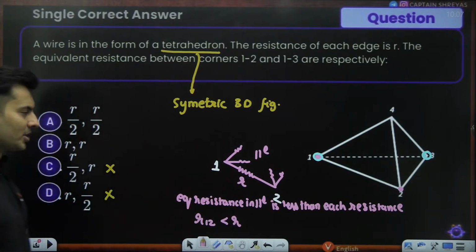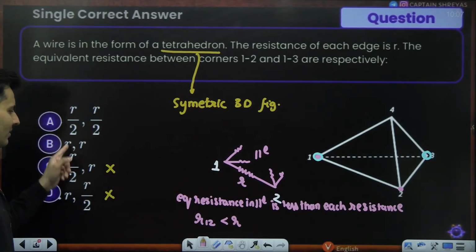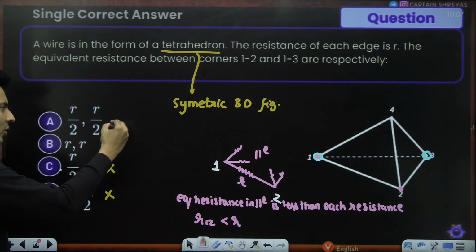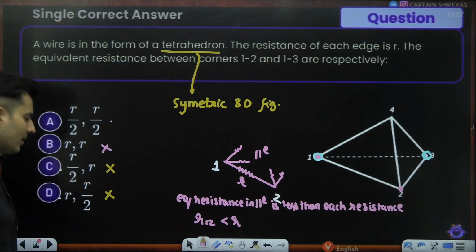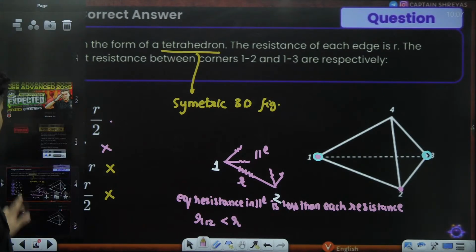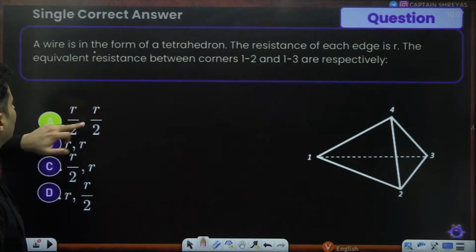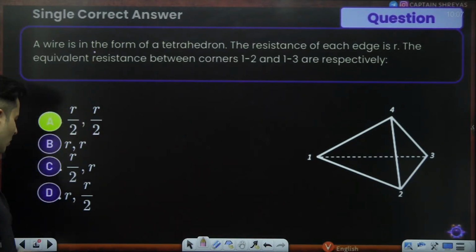So which are those options? Which are less than R? This is equal to R, so this is out. So the only possible option is R by 2, R by 2. And let's figure out whether it is actually correct or wrong. Yes, it is correct, guys. R by 2, R by 2.